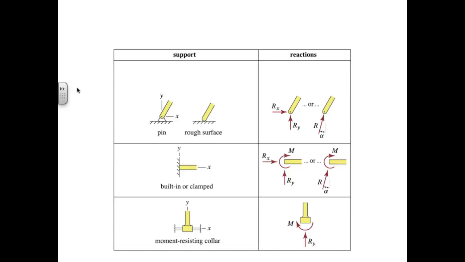Focusing first on the top row, we have 2 different kinds of supports where translations are prevented, the pin or impeded sliding on a rough surface. And we have a force component in each direction. The middle row represents the most rigid possible support. This is called a built-in or clamped or fixed support. These words are all used interchangeably.